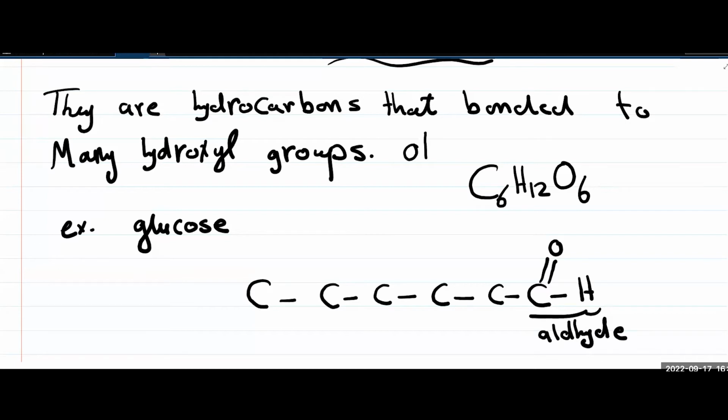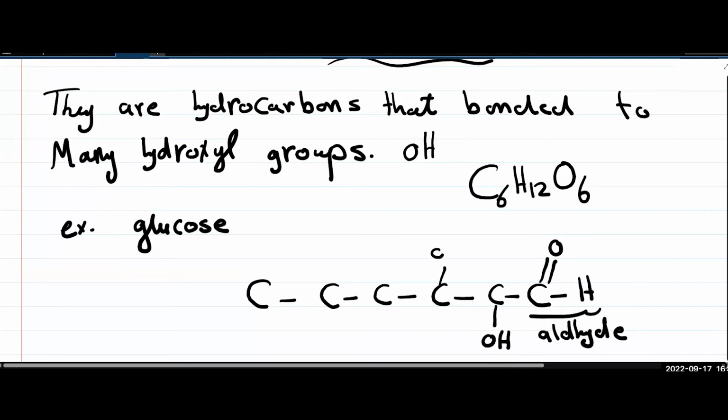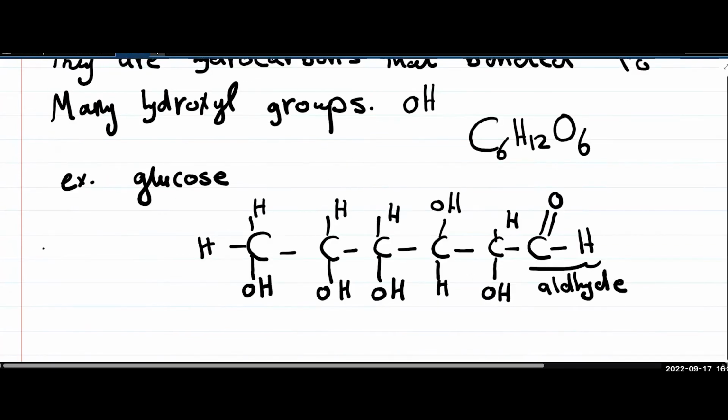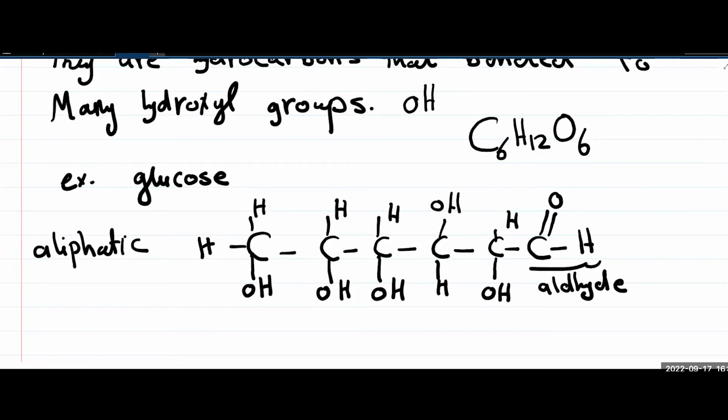The hydroxyl group has that formula. So here, there is a hydroxyl group, here bonded to a hydroxyl group, this hydroxyl group. Each carbon is bonded to one hydroxyl group, plus the hydrogen to complete the 4 bonds of the carbon. Is this the structure of glucose? Yes. This structure is called the aliphatic structure, or the straight chain of glucose. Do you understand why they have many hydroxyl groups? Because each carbon is bonded to one hydroxyl group.